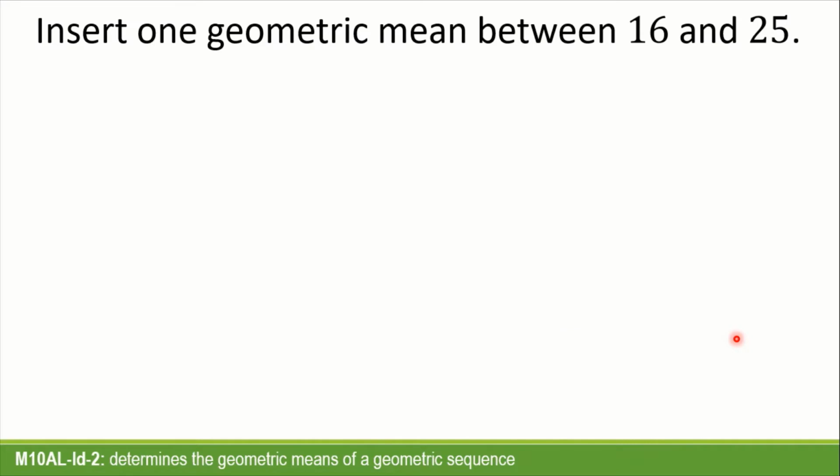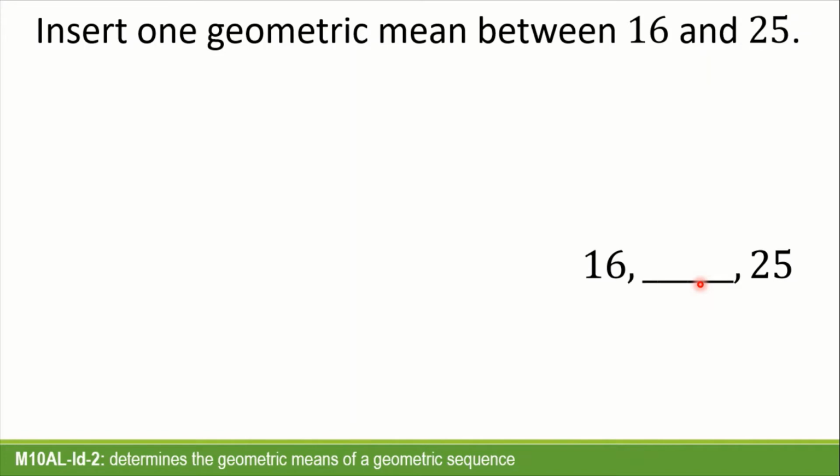Let's have the first example. Insert one geometric mean between 16 and 25. So, bago natin sagutan ito, kailangan nating i-lista muna yung given para mas ma-visualize natin. Okay, so ibig sabihin, we have here 16, then maglalagay tayo ng isang term after 16 and then 25. So, isang geometric mean lang ang hinahanap natin.